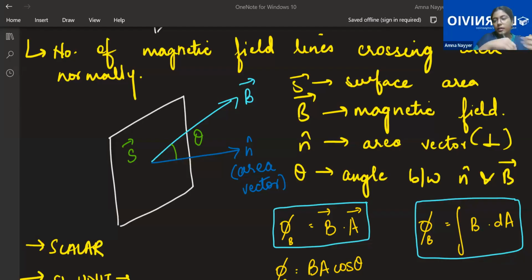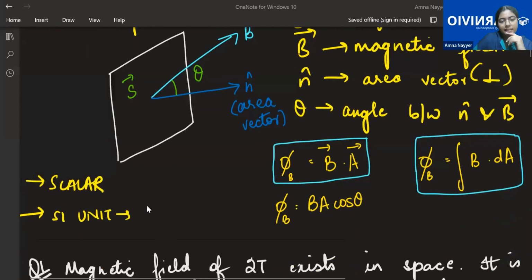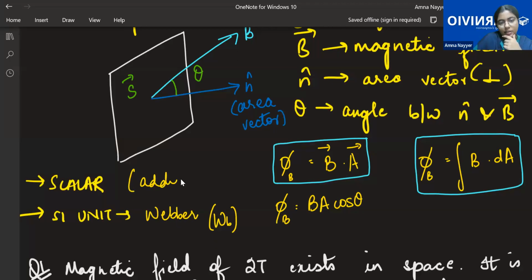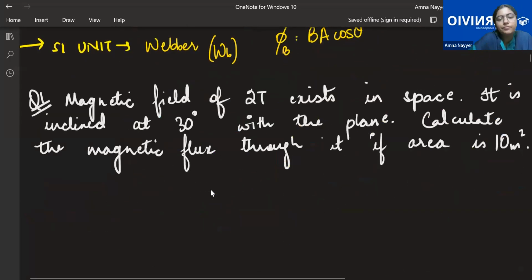Okay, look here. For this magnetic flux, the unit is different here. Okay, SI unit is Weber. This is written as WB. Again, it's a scalar quantity, so you can use the scalar addition of it. Scalar addition means where you have to subtract, you will subtract. That doesn't mean you just have to add. Scalar addition means no vector quantity. Okay, so let's see some questions.